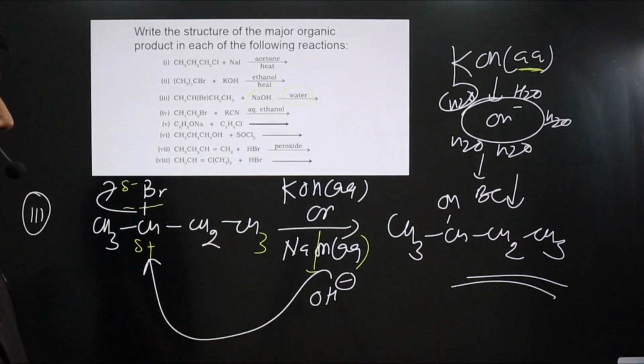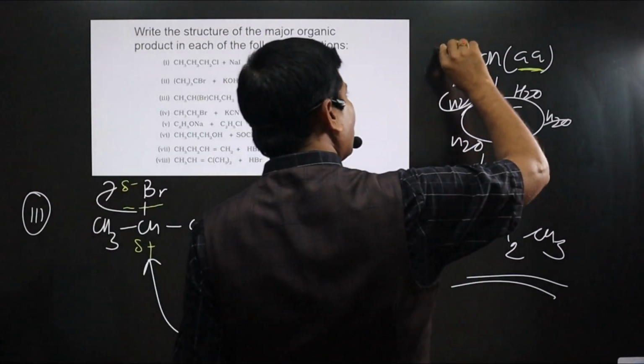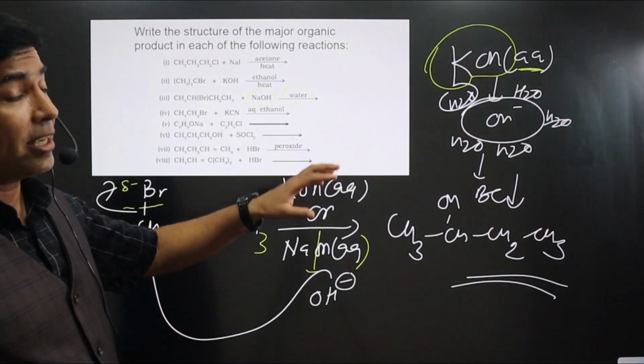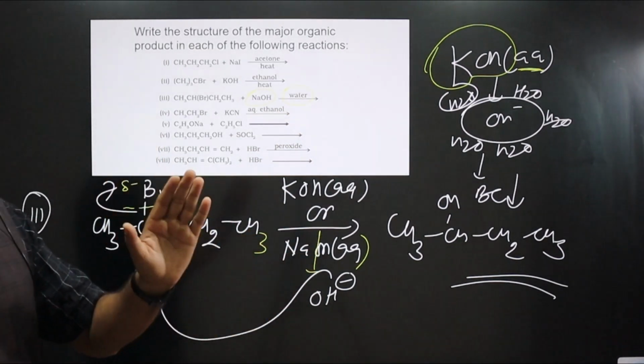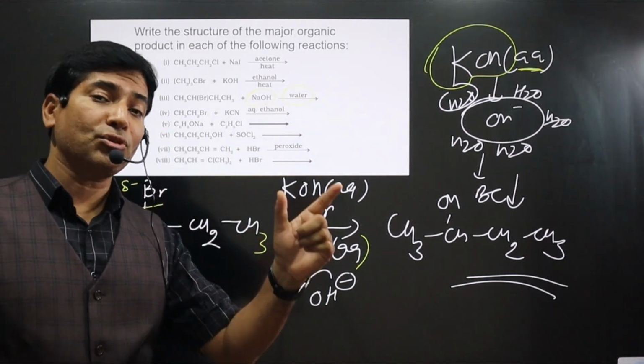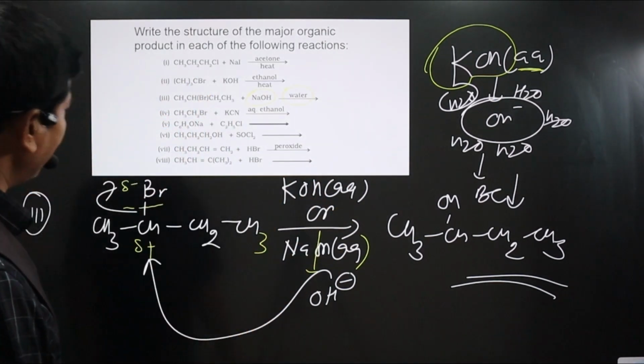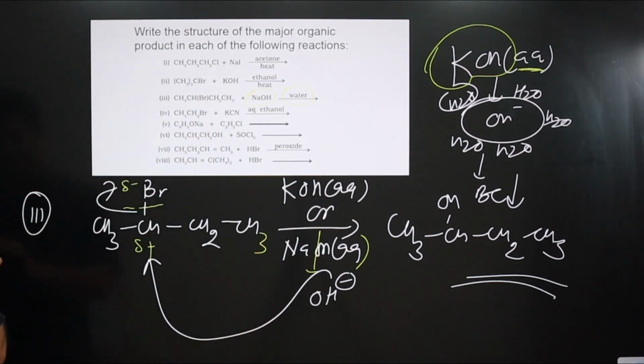Reaction completed. Keep in mind, you should not get misguided by KOH. It is a strong base and can cause an elimination reaction, but keep in mind KOH aqueous causes substitution reaction and KOH alcoholic causes elimination reaction. Next chemical reaction.